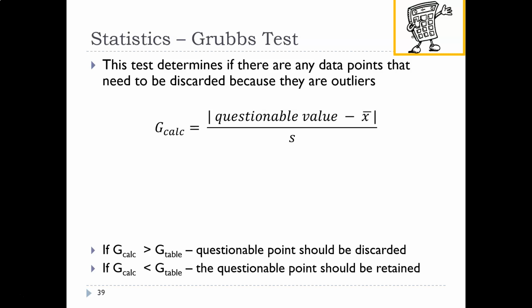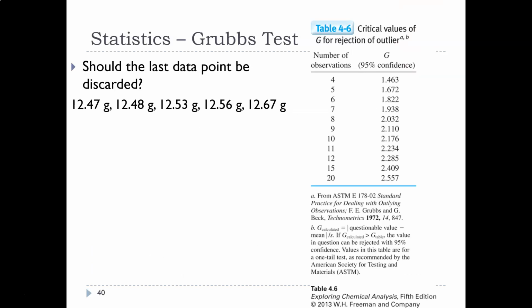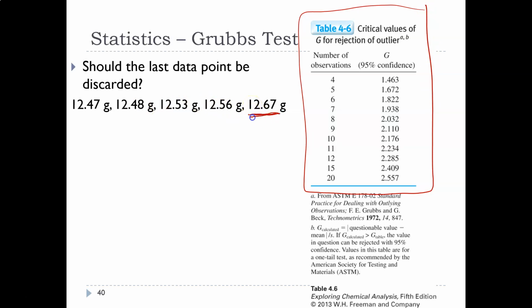The equation is the absolute value of the questionable value, the one data point that you're unsure of, minus the average, divided by the standard deviation. The average and the standard deviation include that questionable value. So you get your G calc out of that, and then you compare it to the G value from the table. The table would always be given to you. So let's do an example. Here are my data points, and I want to know if the last data point can be discarded.